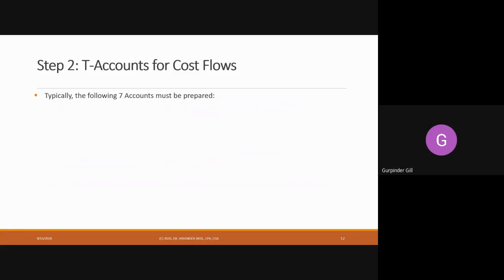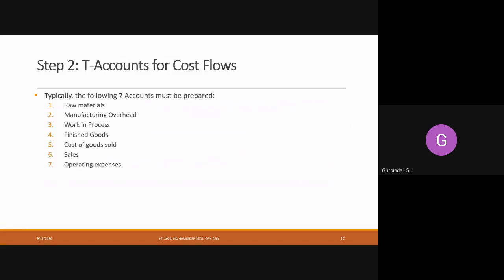That brings us to step two, which is T accounts for cash flows. Now, typically when we are completing the job order costing process, we tend to stick to these 7 T accounts, which are your raw material, manufacturing overhead, work in process, finished goods inventory, cost of goods sold, sales, and operating expenses.